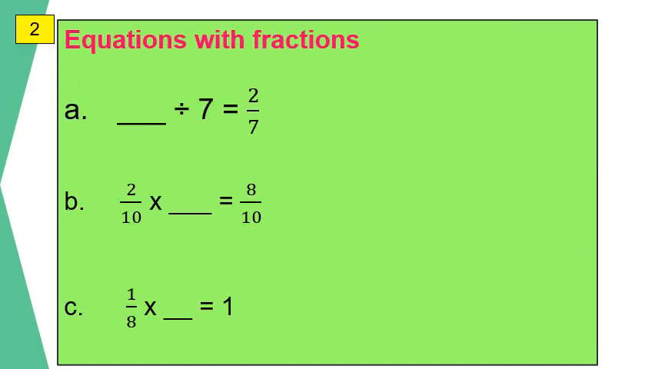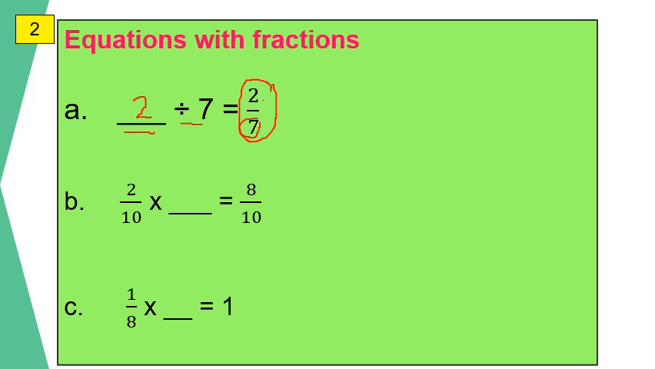Okay, let's look at some equations with fractions. So this equation here, it's got a missing value at the start. Something divided by 7 equals 2/7. Now I know that fractions are self-contained division problems. That means that the bottom number, the denominator, is the divisor. So here I've got 7, which is going to be the number I'm dividing by. And the top number, the numerator, is the number that's being divided. It's the dividend. So here it's nice and simple. All I need to do is put the 2 here. So 2 divided by 7 is equal to 2/7.